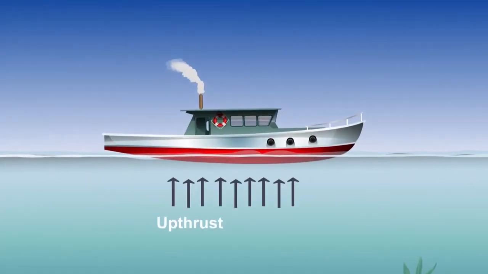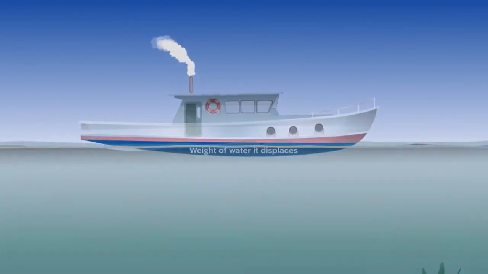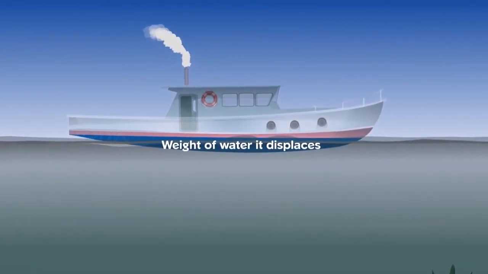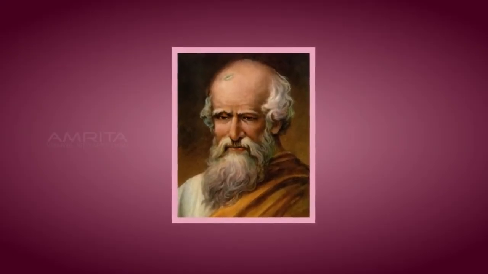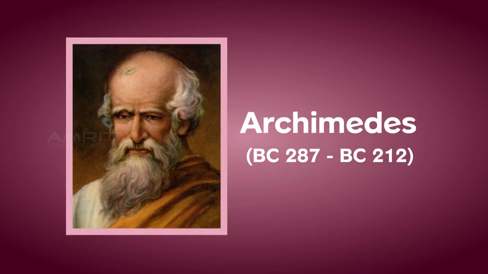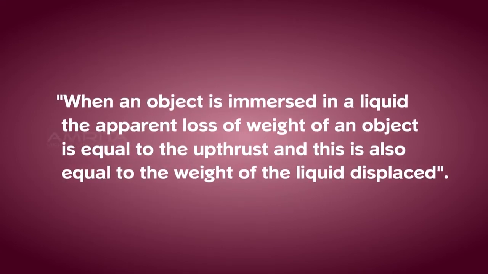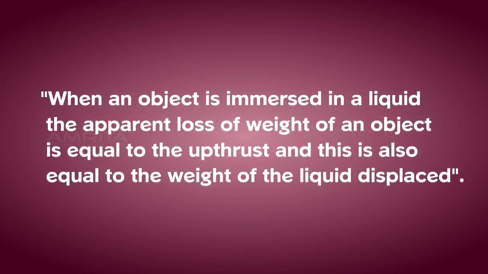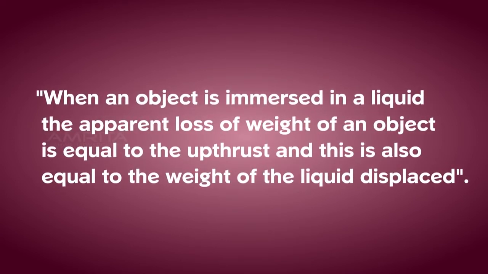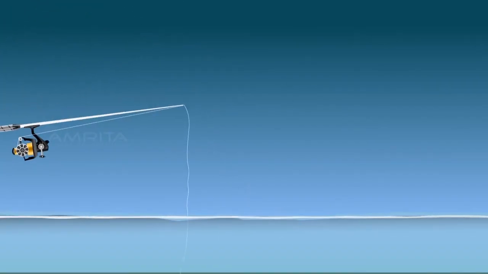In general, an object experiences a loss of weight in water due to the upthrust, and it is equal to the weight of water displaced by it. This is better answered using the law of buoyancy, also known as the Archimedes principle, named after the Greek scientist who discovered it. Archimedes' principle states that when an object is immersed in a liquid, the apparent loss of weight of an object is equal to the upthrust, and this is also equal to the weight of the liquid displaced. We see the uses of this principle in our daily lives.